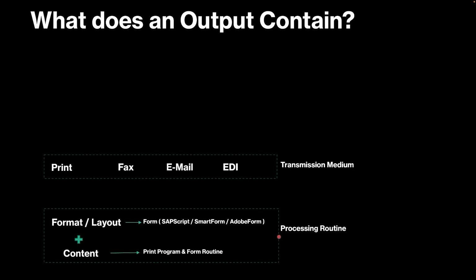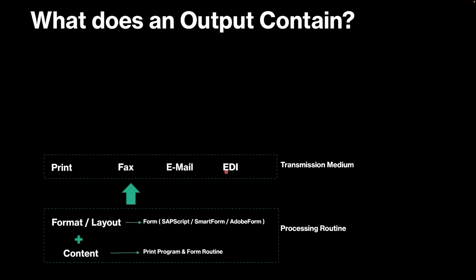So in this way, you will have an individual processing routine for all types of transmissions. That is, for print medium, you will have a different combination of format and content. For fax, you may have different format and content. For email, EDI, for every other transmission medium, you will have a separate combination of this content and format. That is, a combination of print program, form routine, and form. So you can see here, this processing routine you will maintain against each of these transmission mediums.